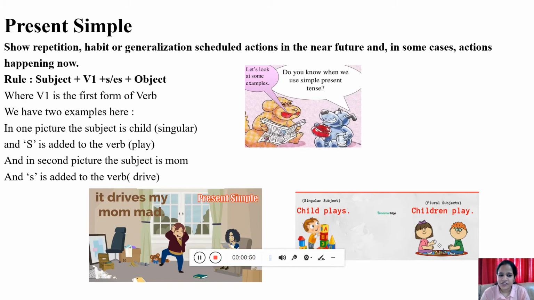But when do we use present simple? When you're talking about facts or saying something you know about a person or thing. Tim likes bananas. Cows eat grass. Oceans are deep. Mom hates cockroaches. Jenny wants to be a nurse. These are all facts or habits or generalizations about a person, or scheduled actions in the near future, where we use V1, which is the first form of the verb.